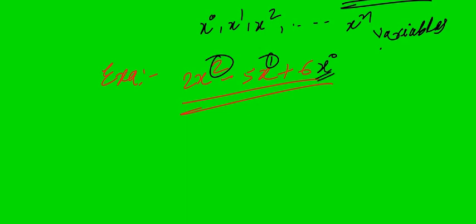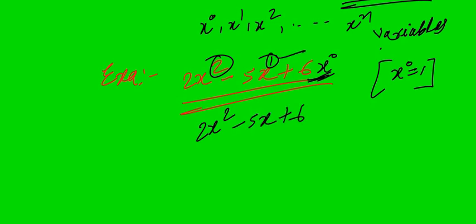We do not write x to the power 0, since we all know x to the power 0 is equal to 1, so it is understood. So we will write 2x to the power 2 minus 5x plus 6. We will not show x to the power 1 or x to the power 0. So this is a basic general example of a polynomial. The next question is, in which forms will a polynomial appear?